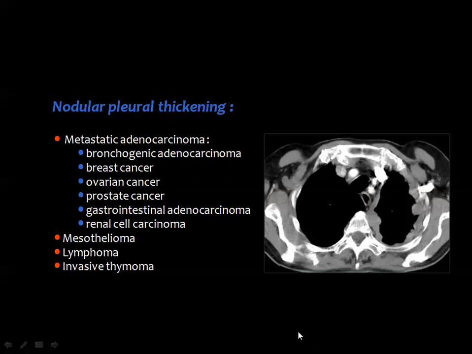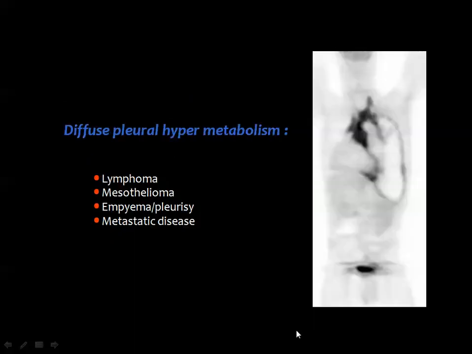The role of PET scan is debated in evaluation of pleural malignancies, since all types of malignancy will show increased metabolism or metabolic activity, and also inflammatory lesions will show a similar increase in the metabolic activity. Then the differential diagnosis may include lymphoma, mesothelioma, metastatic disease, and also some of the inflammatory conditions.